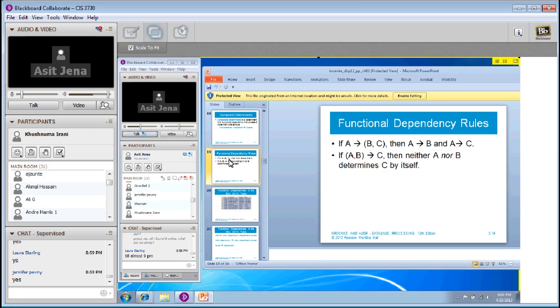From a social security number, we'll be able to find somebody's name. We'll also be able to know somebody's date of birth. So A implies B, C, then A implies B, A implies C. If A and B combined imply C, then neither A nor B determines C by itself.